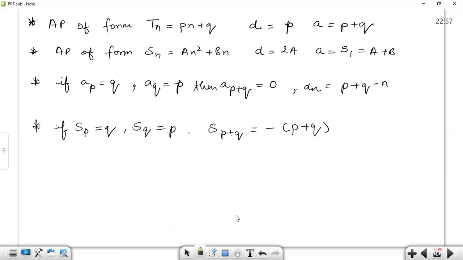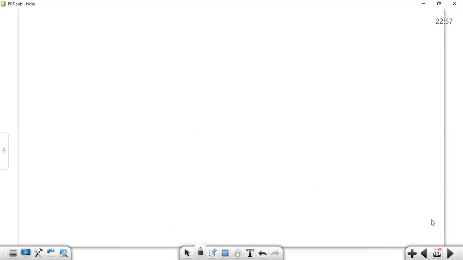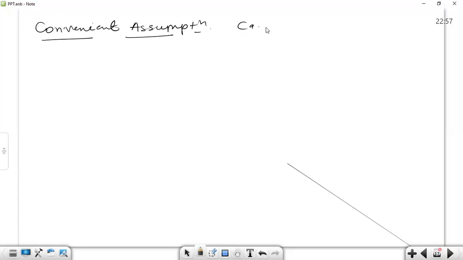So this is all about the properties of arithmetic progression, and there's also one more, the convenience assumption. Let me say it first. If it is being told and if it is the requirement of the question to assume any three terms, okay. Now in AP we have two variables, that is a and d.